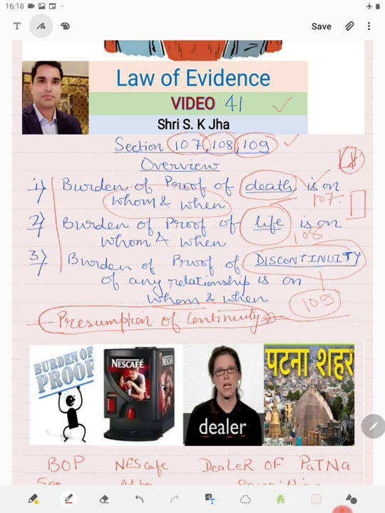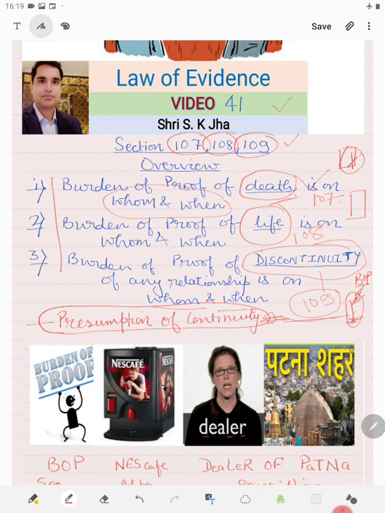And if someone claims that there is a discontinuity in it, then the person who claims this discontinuity has the burden of proof to establish it. If a person is alive, the court will presume he is alive, and the person who claims he is dead has to prove his death. If a person is dead, the court will presume that he is dead, and if anyone claims that no, he is alive, then it is on him to prove that he is alive.